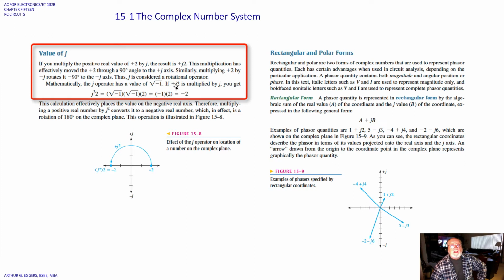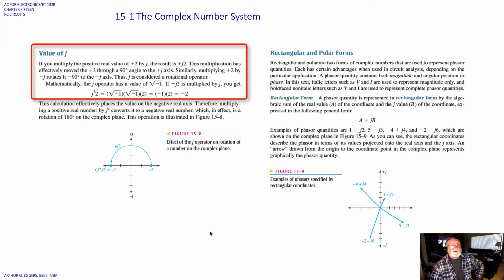If plus J2 is multiplied by J, you get J squared times 2, which is equal to the square root of minus 1 times the square root of minus 1 times 2. When you multiply the two square roots together, they disappear. You get just minus 1 times 2, or a value of minus 2. So you can see it has a mathematical significance here, and it operates mathematically.